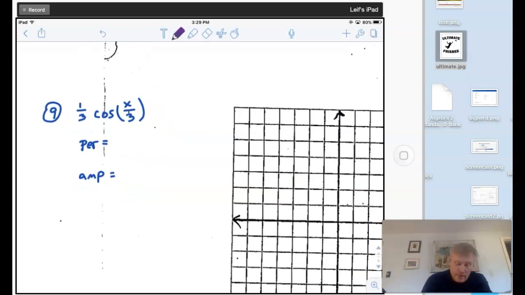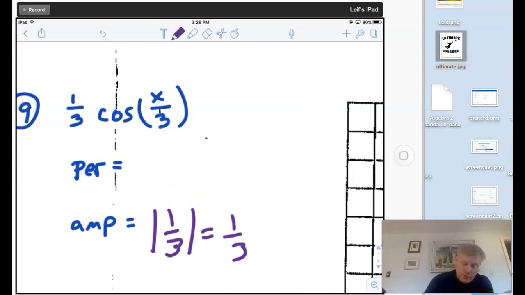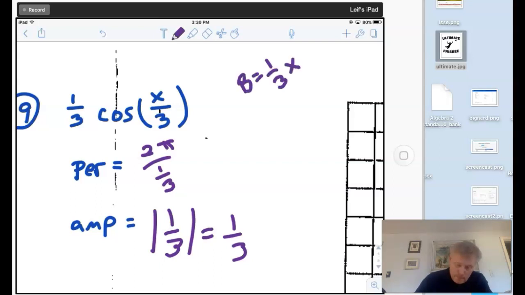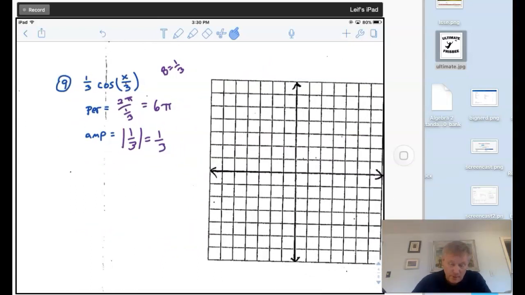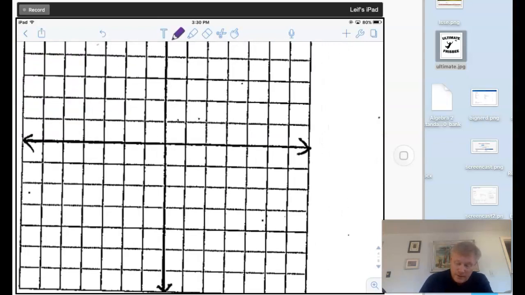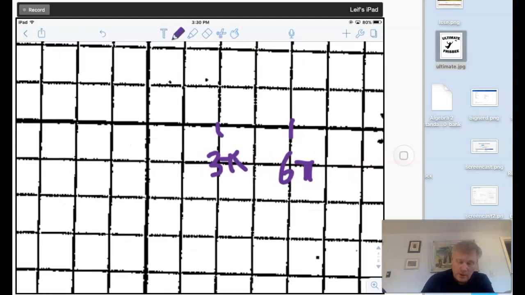Period and amplitude. Amplitude, absolute value of 1/3 is 1/3. Period is 2 pi over b. B is 1/3. Which means flip and multiply, I get 6 pi is my period. All right, so this one's going to have some decimals because I break this into quarters every time. Have you noticed that? But this time since I got 6 pi, 1, 2, 3, 4. Half is fine, that's 3 pi. We can use decimals on this. I know usually we use fractions, but half of 3 pi is 1.5 pi. This would be 4.5 pi.